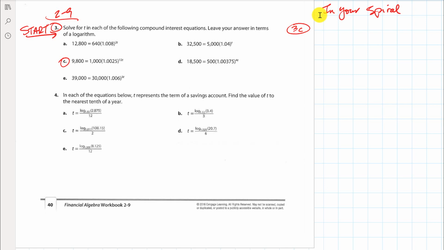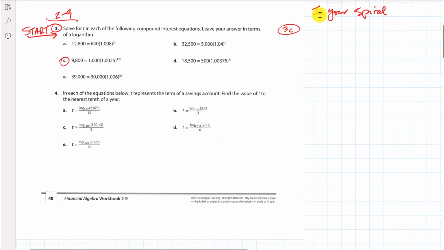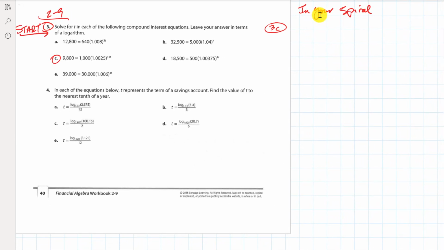To solve an exponential function requires logarithms. Strap on your seatbelt, because here we go. I'm going to take this exponential equation and write it down off to the side so I can work with it. Here I've got 9,800 equals 1,000 times 1.0025 raised to the 12t power. Notice that t is in the exponent. It says solve for t.